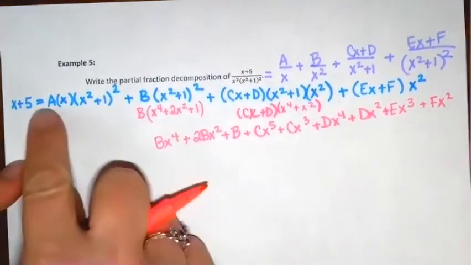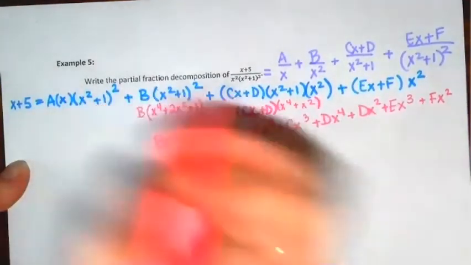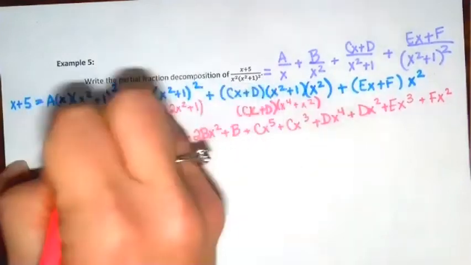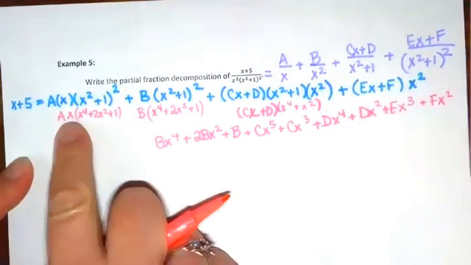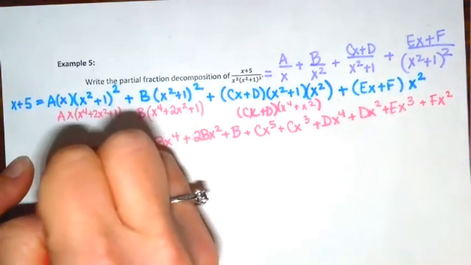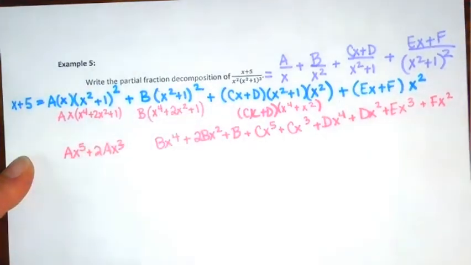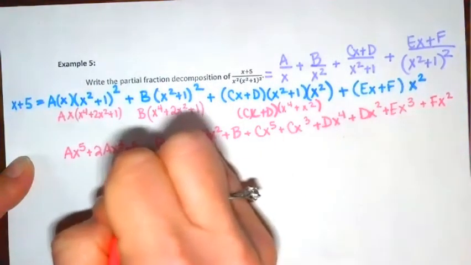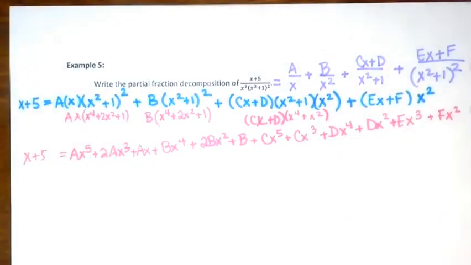All right, and then the first one here. We know x squared plus 1 squared is x to the 4th plus 2x squared plus 1, times x times A. And when I distribute Ax to everything, wouldn't I get Ax to the 5th plus 2Ax cubed, sorry, right? Plus Ax. So that was a lot, and it's really crooked, sorry.